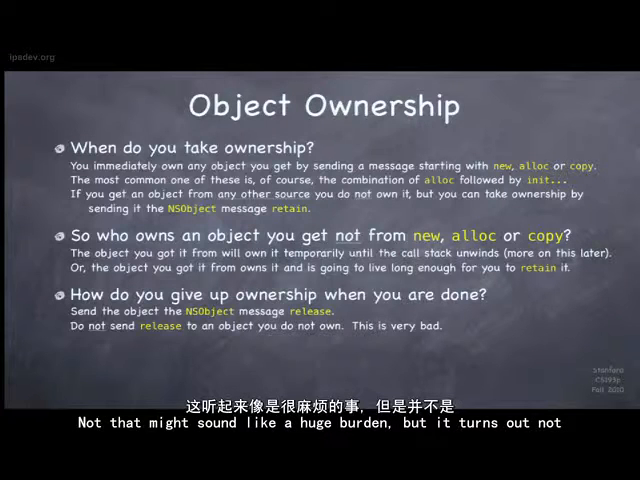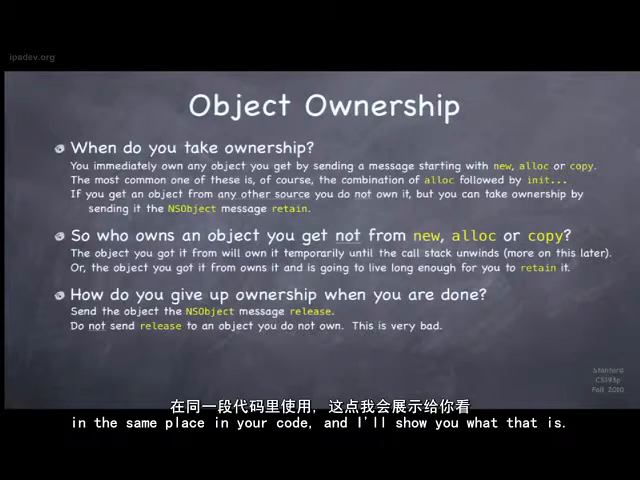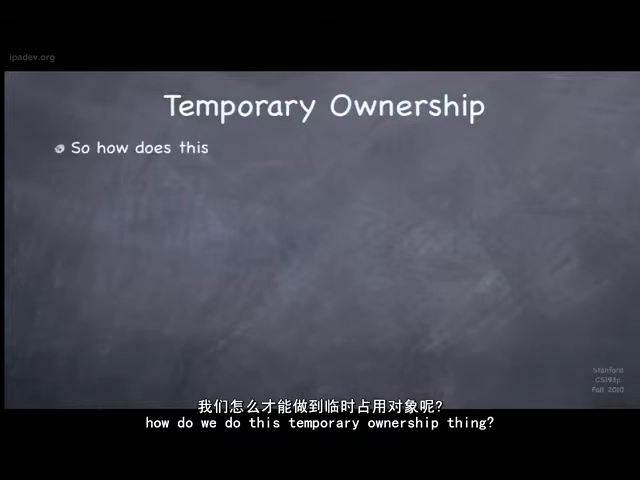Now that might sound like a huge burden, but it turns out not to be that hard because releases happen mostly in the same place in your code. And we'll show you what that is. So let's go back to the temporary ownership. How do we do this temporary ownership thing?